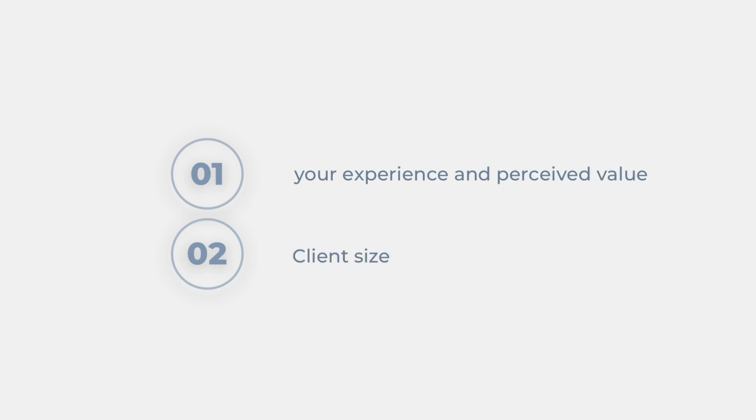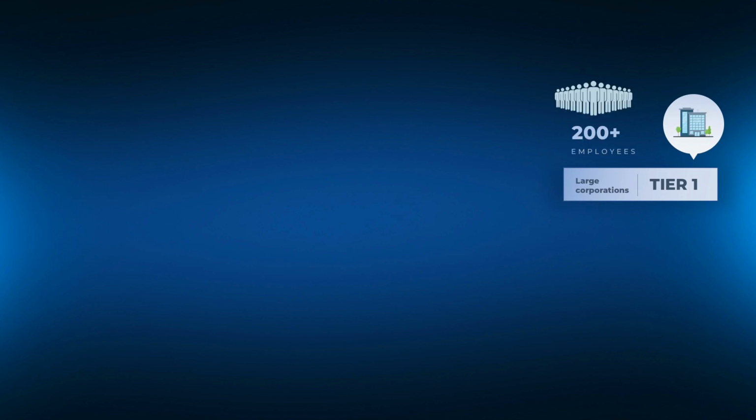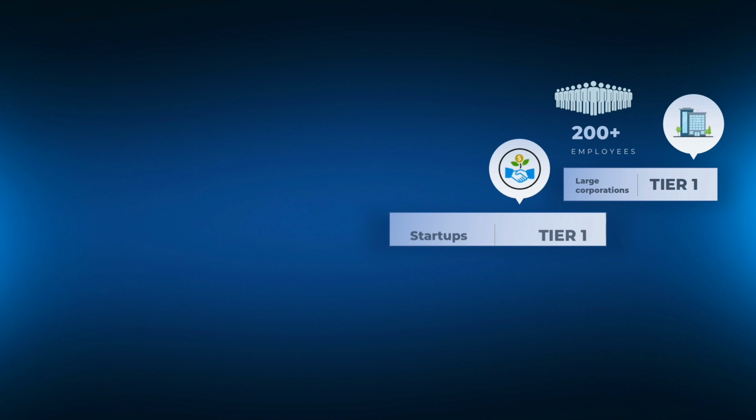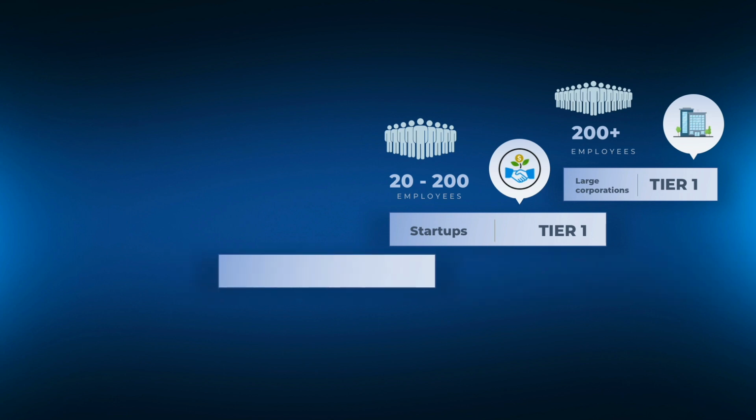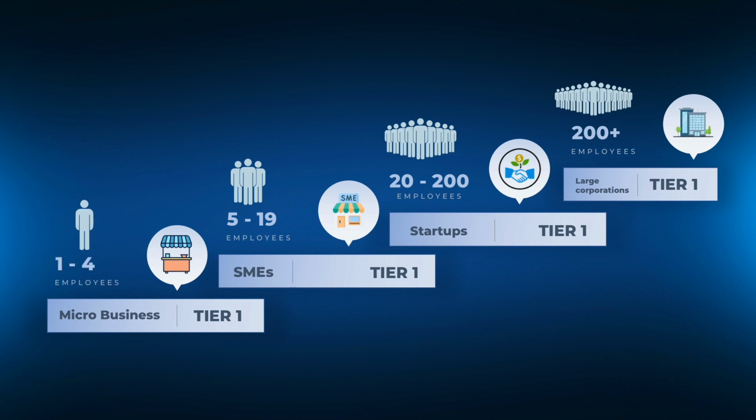So to properly illustrate this, we will first distribute the client size into 4 major groups or tiers. The top tier is the large corporations with lots of money and employee size of more than 200. Second tier is a medium-sized company with sizable income or funding, like the tech startup with 20 to 200 employee size. The third tier, SMEs, small and medium scale enterprises with an employee size of 5 to 19. Then the fourth tier, the micro or one-man business, 1 to 4 employee size with little or no capital.